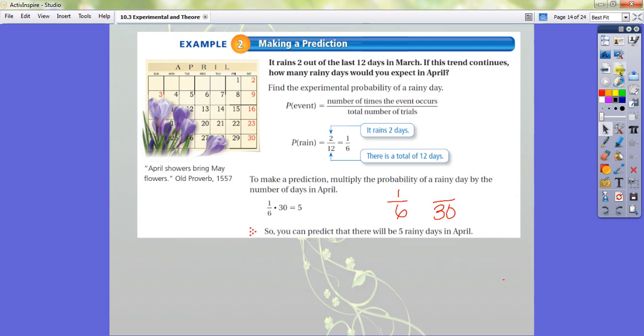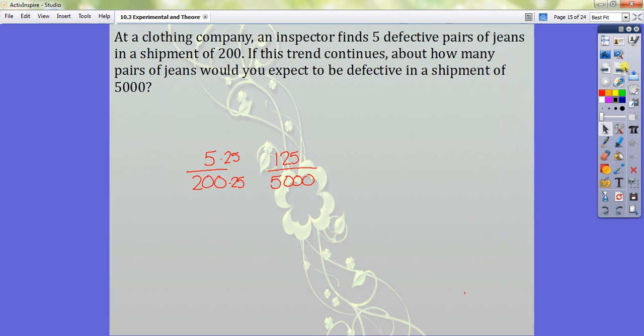There's no way to make 2/12 work with 31, or even 1/6. But I can make its reduced form, 2/12, or 2 rain days out of a total of 12 days, or 1 rain day out of 6 days, match up with 30 days. So 6 can become 30 by multiplying by 5. So 1 rainy day multiplied by 5 is 5 total rainy days in April can be expected.